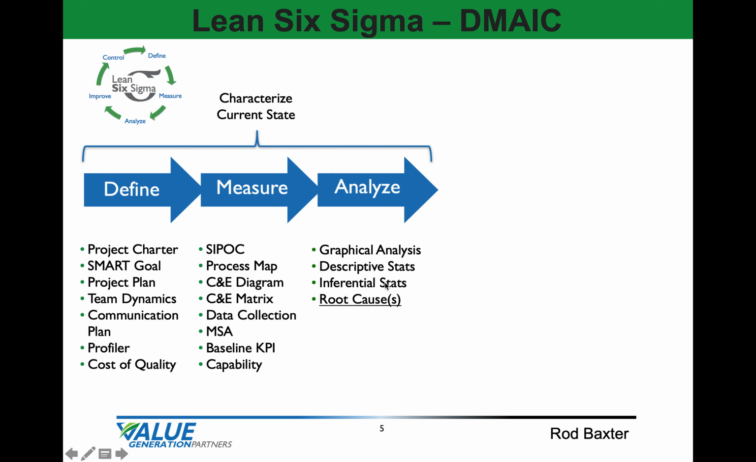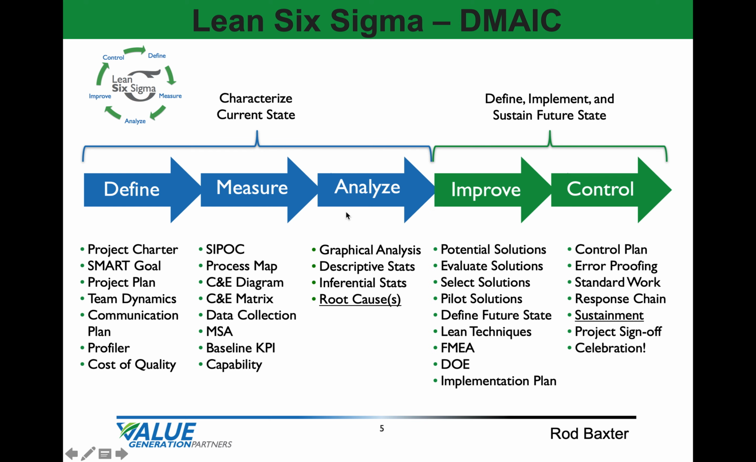In Lean Six Sigma, or DMAIC, we're going to have 2 major elements. We're going to characterize the current state with define, measure, analyze, and then we're going to define, implement, and sustain the future state with improve and control. In the define phase, we're creating our project charter with our goals and our project plan and our communication plan. In the measure phase, we'll create our process maps. We'll use cause and effect analysis. We'll collect data. We'll look at baseline KPIs and process capability. In the analyze phase, we'll do statistical analysis and graphical analysis. We'll get to the root cause.